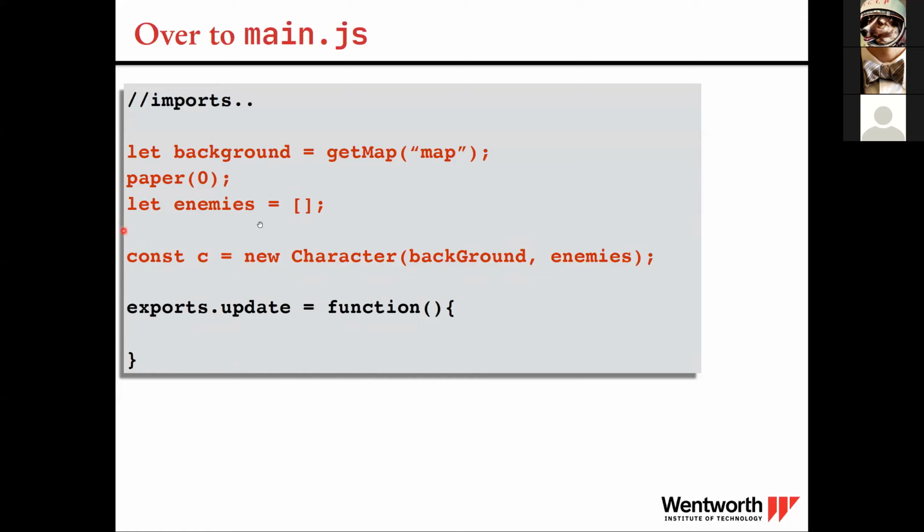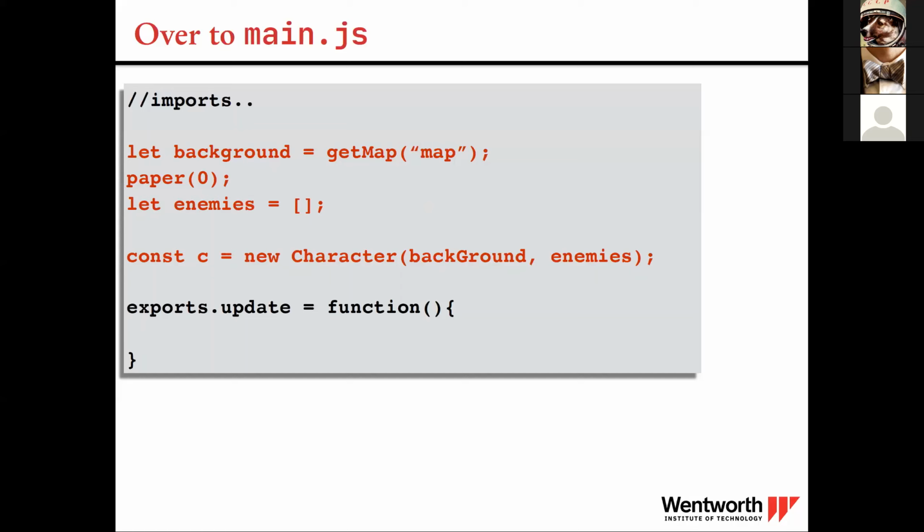And then we're going to create an array of enemies. It's just going to be empty for now, but we will add something to this later. And then I'm going to create a new character. So this will be the player character. Remember, we need a map and we need an array of enemies to create our character object. So that's why we're sending in the background and an array of enemies. So this gets some of the setup stuff ready for us.